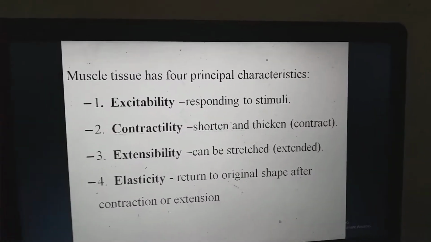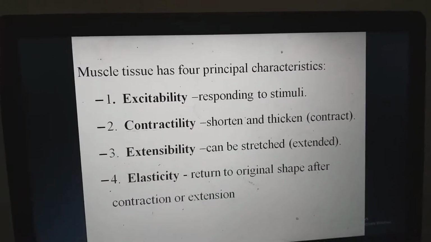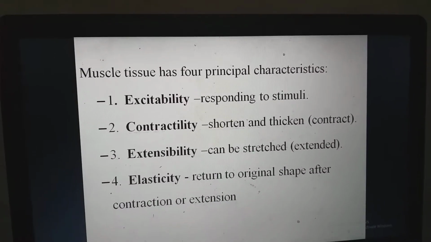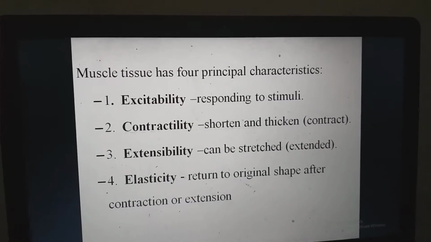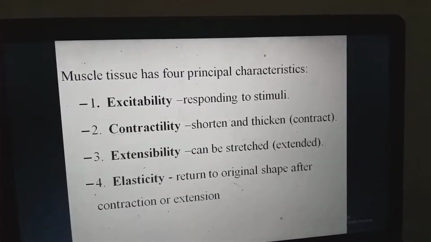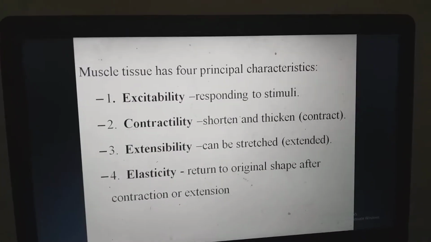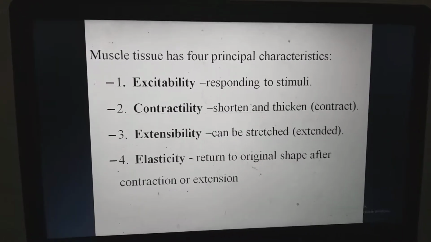What are the major characteristics of muscle tissue? It has four principal characteristics. The first one is excitability, that means responding to stimuli. When you touch something, you are going to feel something. That's what we call responding to stimuli, or excitability, or sometimes we call it irritability.